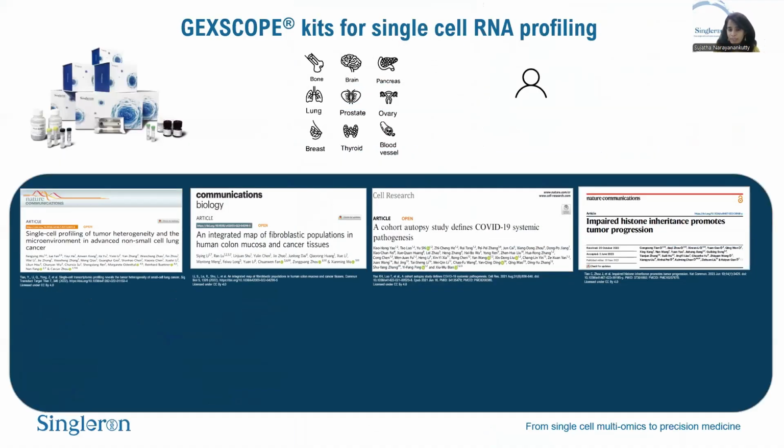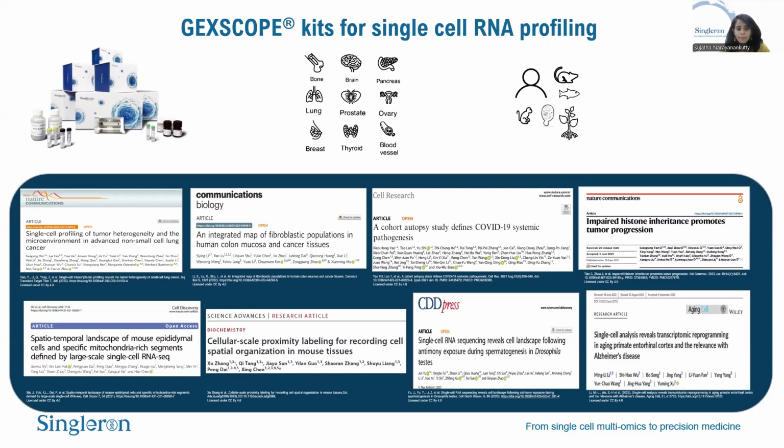Just to showcase that these single cell RNA profiling kits have been used in various different sample types in humans. These are publications on lung tissue, colon tissue, PBMCs or breast cancer tissues, but you can also see that these kits have been used in mouse models, in Drosophila, etc. So it's species agnostic and can be used across all different samples.